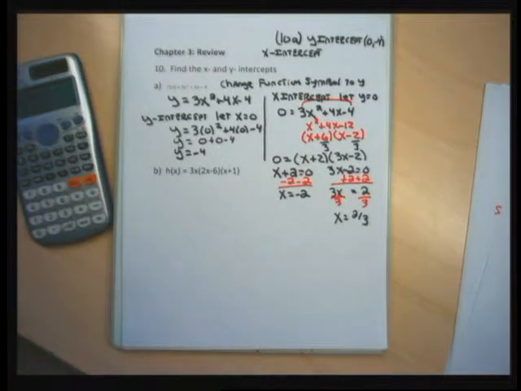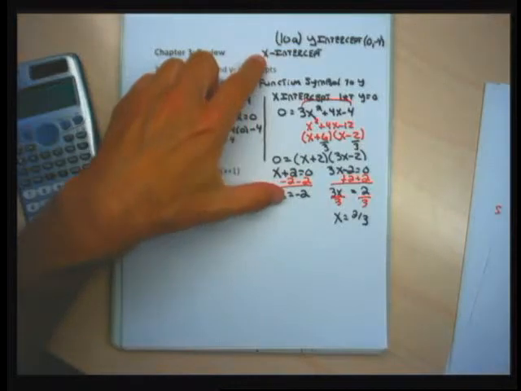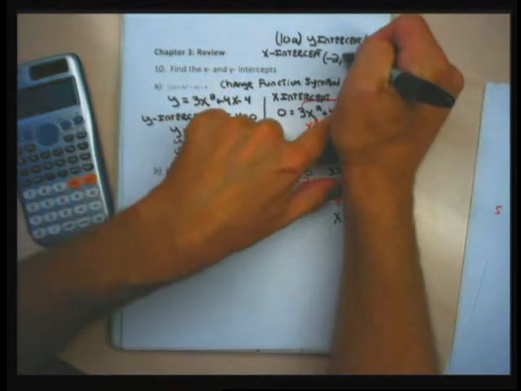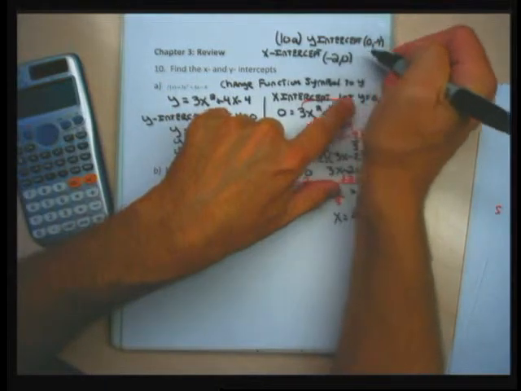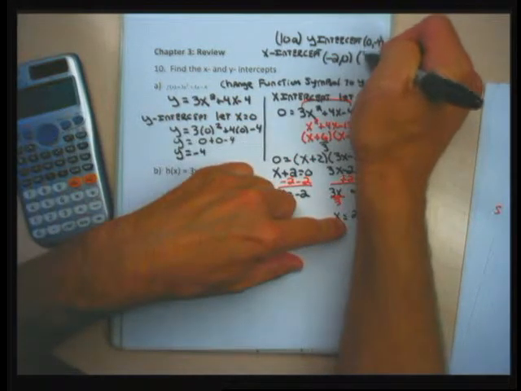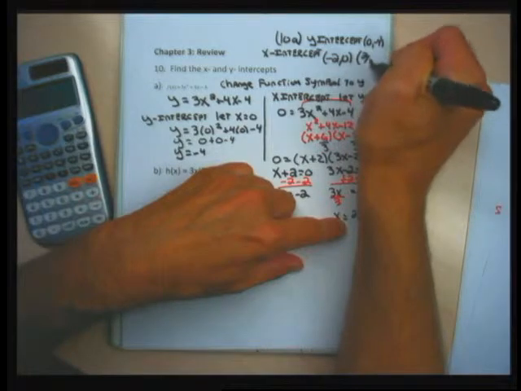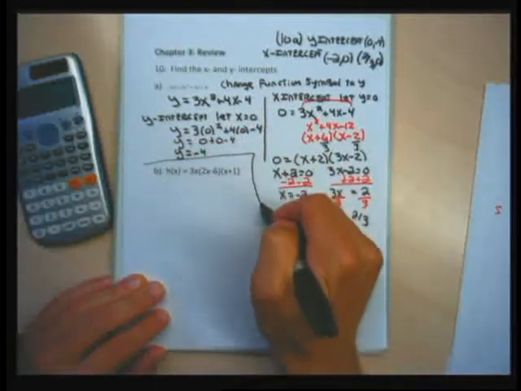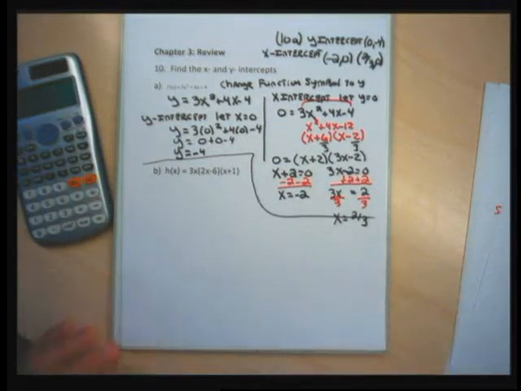Now I'm ready to finish up my answer. So the first x-intercept I got had x equal negative 2. I let y equal 0, so it's the point negative 2, 0. The second, I plugged in 0 for y and got 2/3 for x, so it's the point 2/3, 0. That's the harder of the problems for part 10.